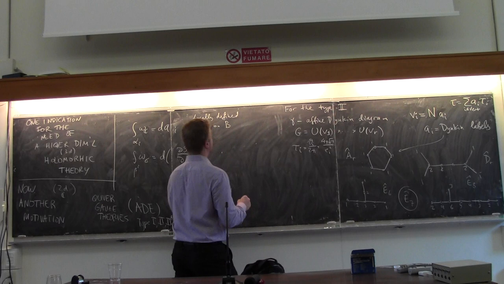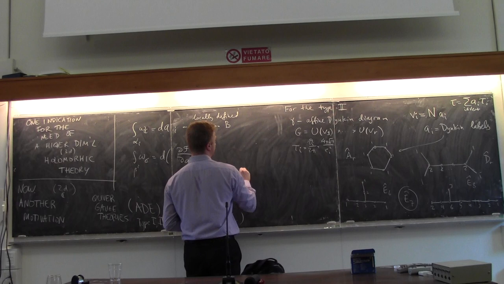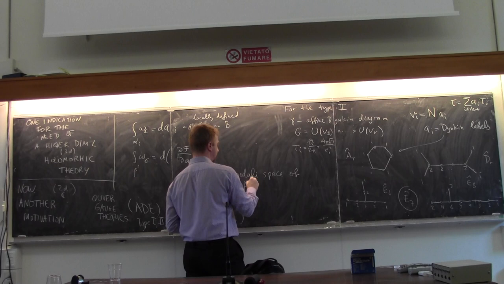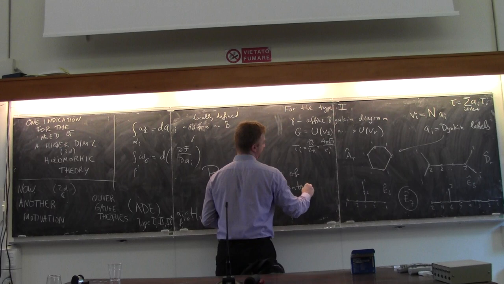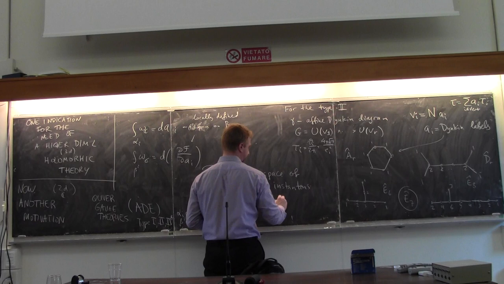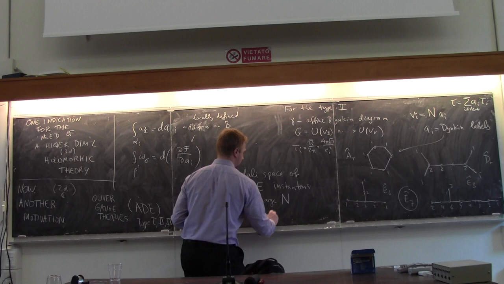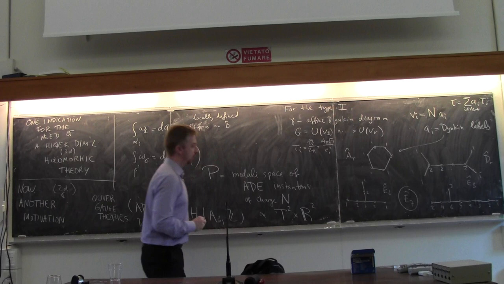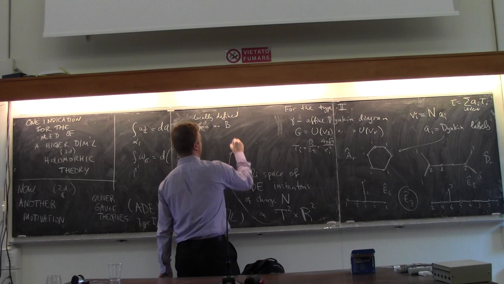It turns out that this phase space for the type 2 theories is actually the moduli space of the ADE instantons of charge n in the geometry of the form of product R2 cross T2. And this T2 here has a complex structure, which is determined by the parameter tau.